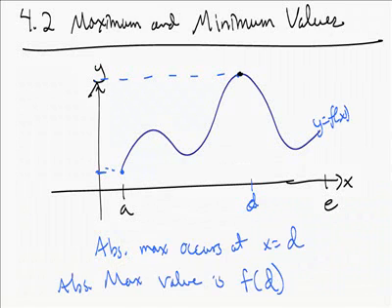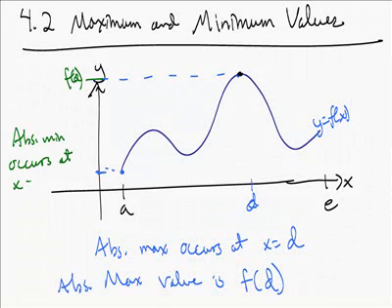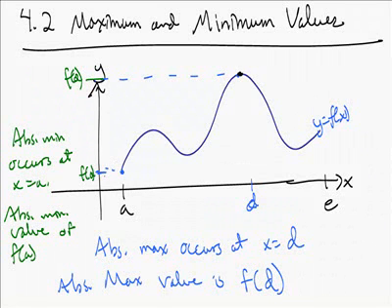If this is the function y equals f of x, then this point maps over to f of d. We have an absolute min for this function. Where does it occur? It occurs at x equals a. We have an absolute minimum value of the function evaluated at that point. So when we talk about the absolute min value, we're talking about the function at that point, and we're talking about where it occurs, the x value there.